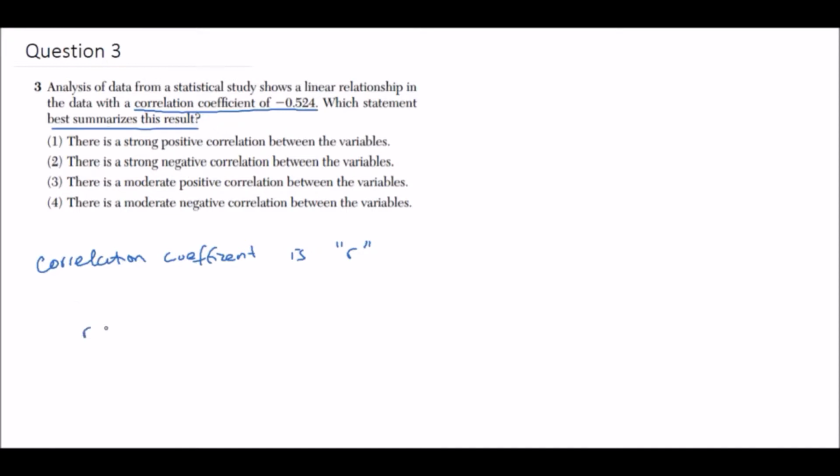The R is going to be positive when the correlation is positive, meaning when one variable is directly correlated to another variable. And the R is negative when the correlation is negative. So in this case, it says the correlation coefficient is negative. So we can go ahead and eliminate the answers that state that there's a positive correlation. Now the question here is whether it is strong or moderate. And the rule here is that as R, the absolute value of R, gets closer to 1, the correlation gets stronger.